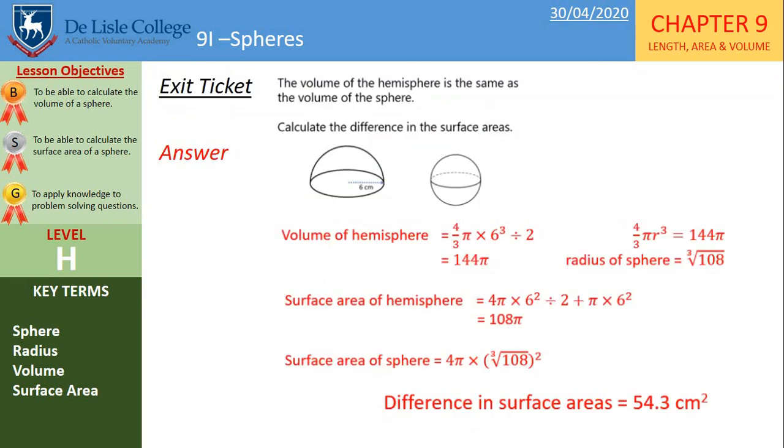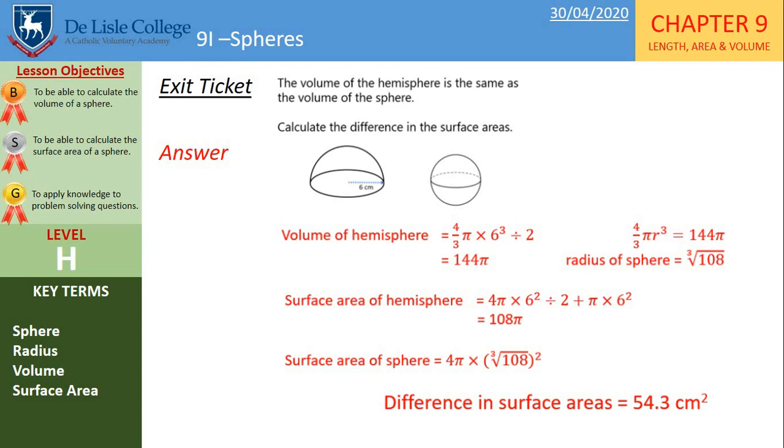So the answer is below. We can see here the volume of the hemisphere is 144 pi. Since the volumes are the same, we can say 4/3 pi r cubed is equal to 144 pi. That means we can cancel the pi's out. Then solving that, we've multiplied by 3, divided by 4, and cube rooted. So you've got the cube root of 108 for the radius of that sphere.